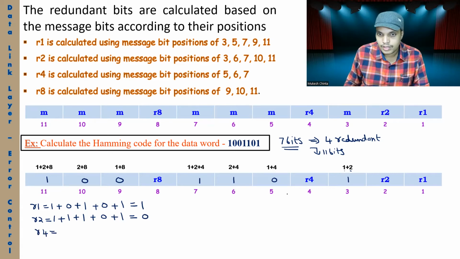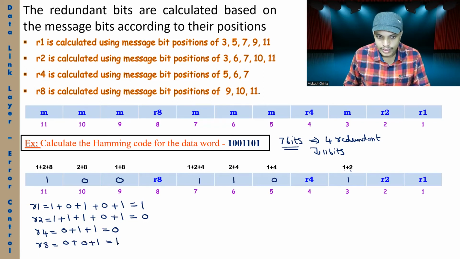The third redundant bit. Simply write down the positions wherever you have 4. So 0 plus, another 4 here, 1 plus, another 4 here, 1 plus, that's all. So once again use even parity, 0. 1 plus, there are already 2 ones, which is even. So you simply put a 0 there. The last redundant bit is your R8. So just simply note down the bit positions wherever you have 8. So 0, 0, 1. So 0 plus 1, which gives me, once again, go for parity, 1.